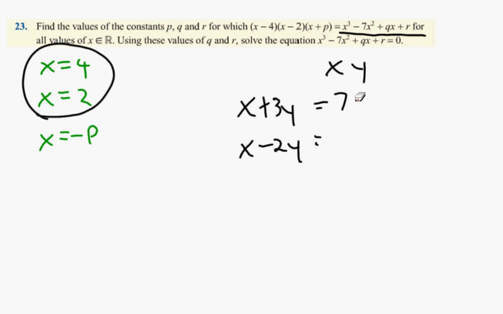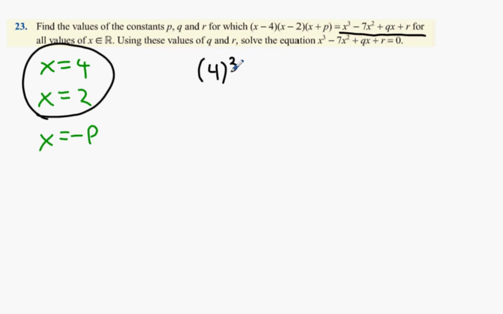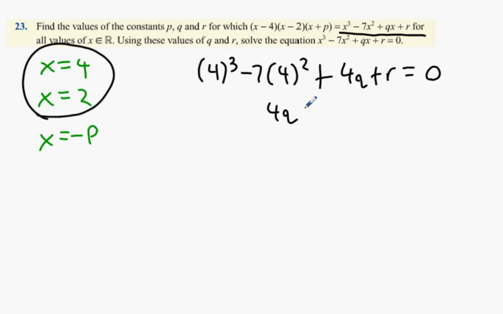4 cubed minus 7 times 4 squared plus 4q plus r equals 0. 4q plus r, what's that going to be? That's going to be 64 minus, what's 7 times 16? 64 minus 7 times 16 is minus 48. Bring it over to the other side, plus 48. One equation down, one to go.